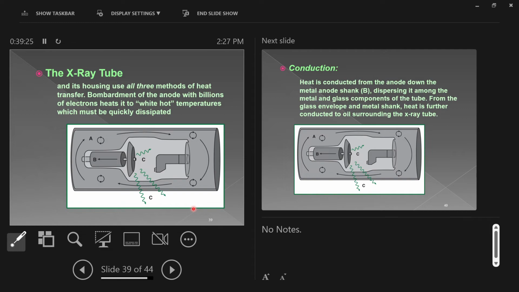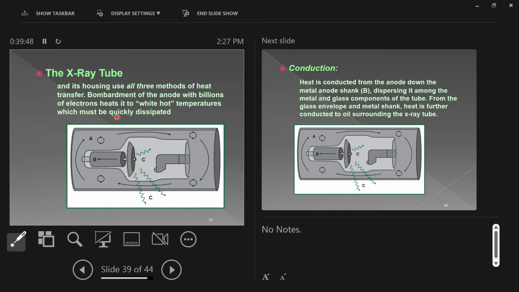Let's put this into context inside an X-ray tube. Radiation, conduction, convection. How do they all play? Well, in the X-ray tube, all three methods of heat transfer are used. This is a diagram of an X-ray tube. This disc here is called the anode. This is where X-rays come from. This opposite side is called the cathode.